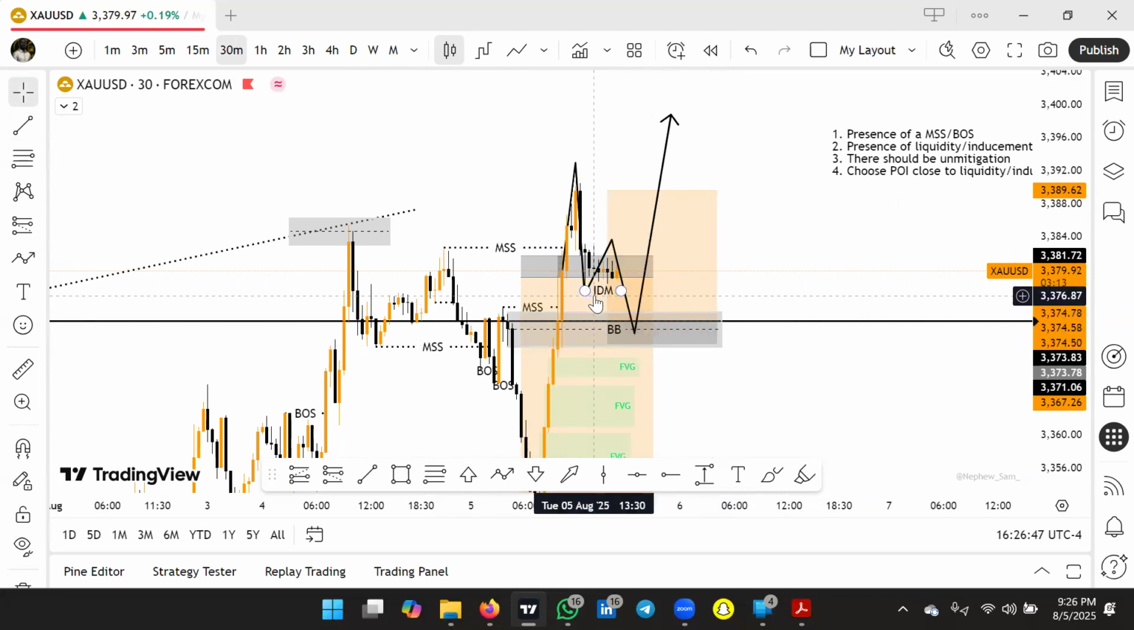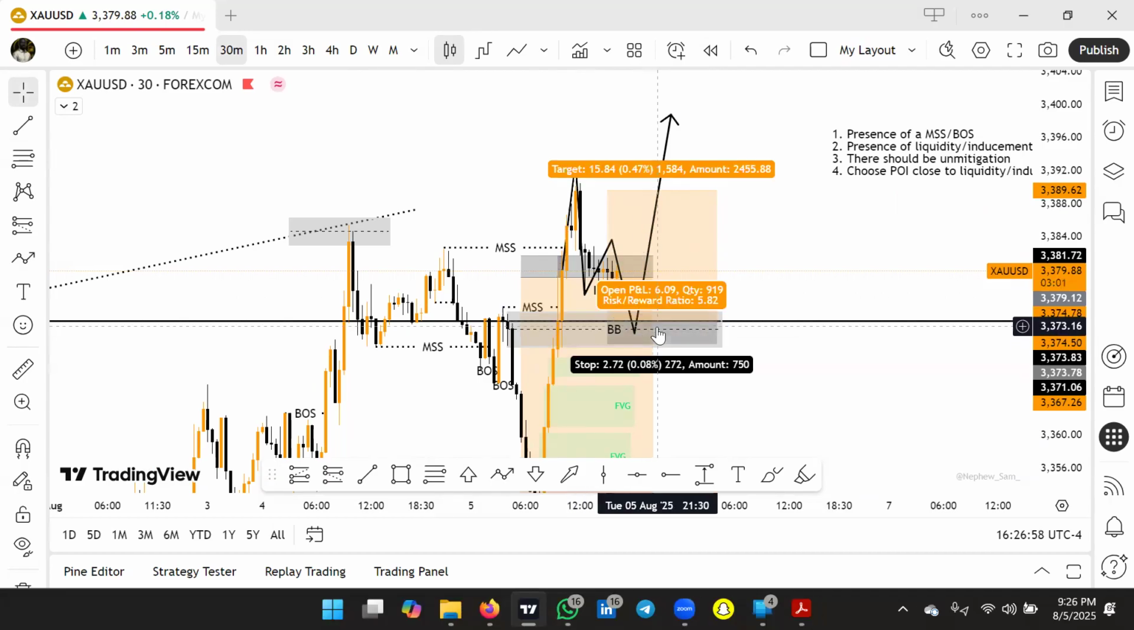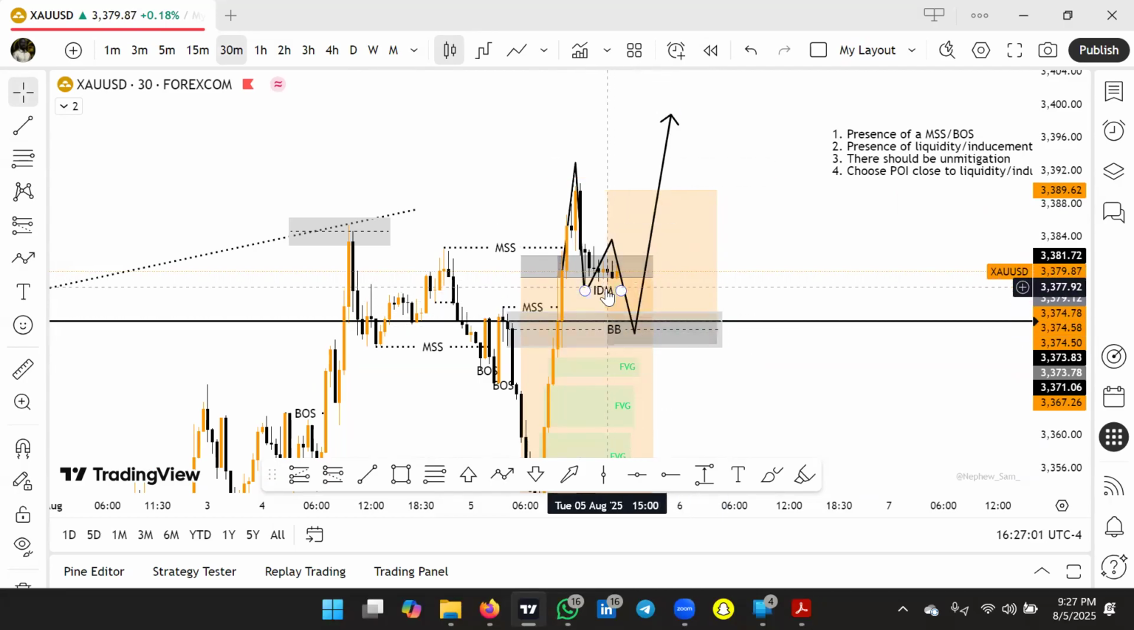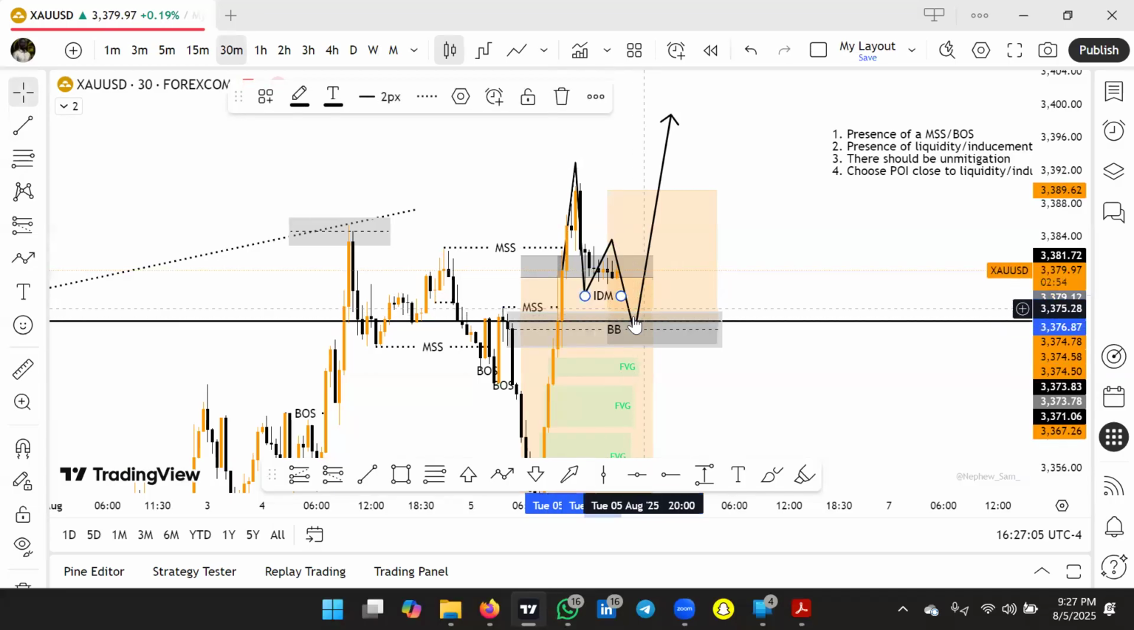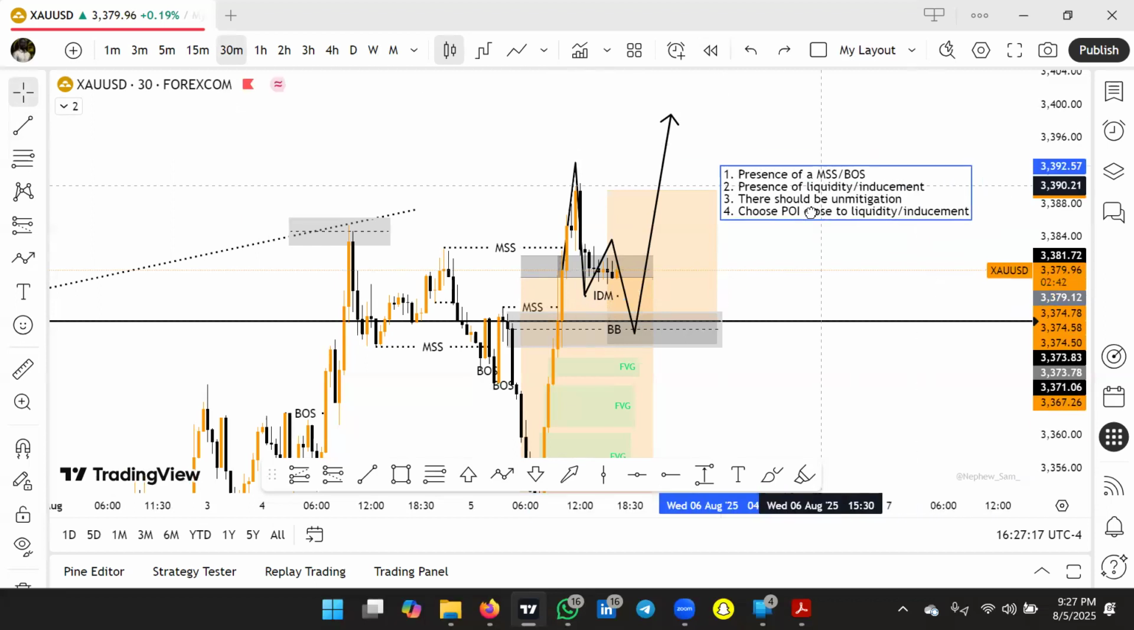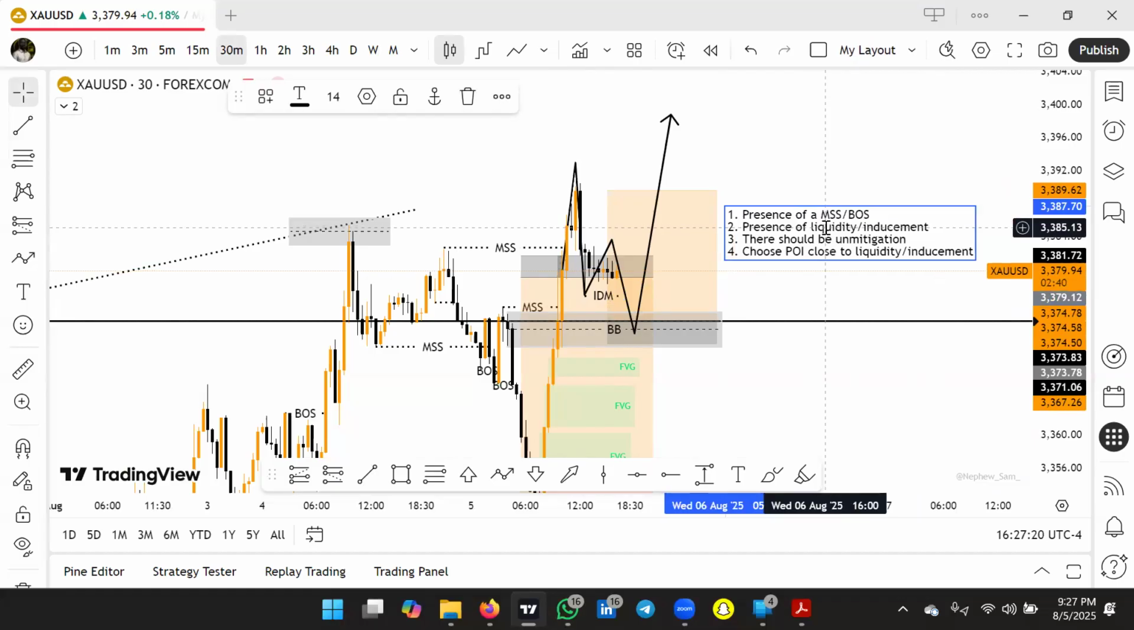And what do you see? And then the fourth rule says you should choose the breakout block close to the liquidity area or inducement zone. What do you see? It's only this breakout block that is close to this inducement. So there is a high probability of price coming to this breakout block and continuing with the trend. So even if you get stopped out on this one, you already know you've done your analysis and all your criteria checked out. In fact, it is a risk worth taking.